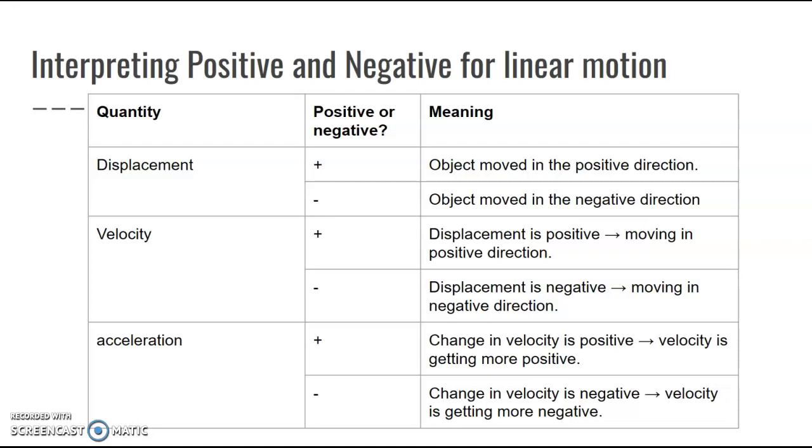Now, velocity is actually very simple to think about. If our object is moving in the positive direction, that is a positive velocity. If it's moving in the negative direction, it has a negative velocity. Whichever way it's going, that's the direction of velocity, so I find that to be the easiest one to think about. Now, acceleration is change in velocity over time. So positive acceleration means our change in velocity is positive, whereas a negative acceleration means that our change in velocity is negative.